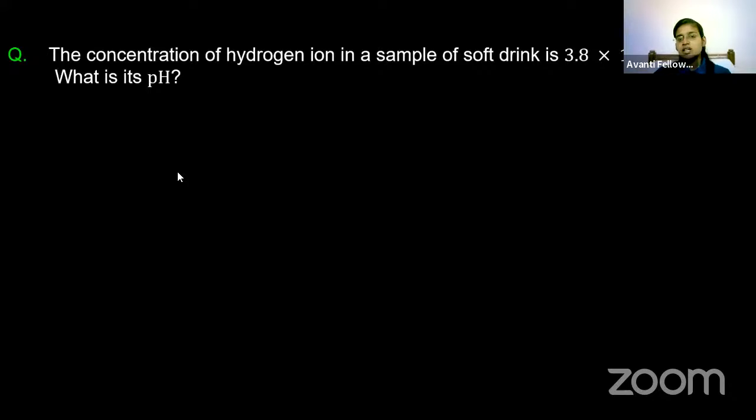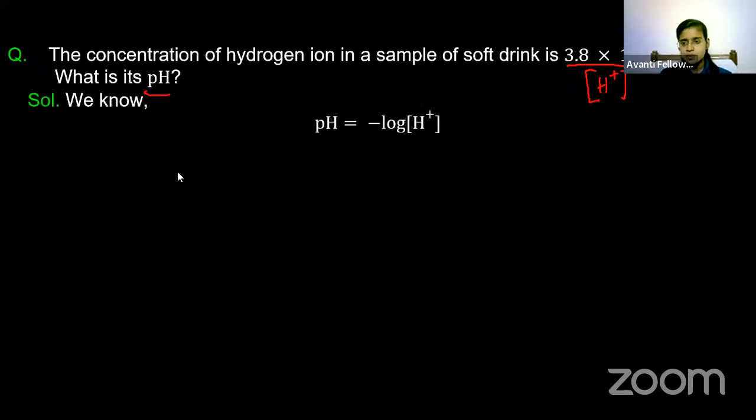Now coming to the concentration of hydrogen ion in a sample. A sample means the soft drink sample. The concentration of hydrogen ion in the sample is 3.8 × 10^-3. What is its pH? This is the H plus concentration, and they are asking us to find out the pH value. We know that pH is equal to minus log of H plus concentration. So substitute the value in place of H plus, and we will arrive at this.